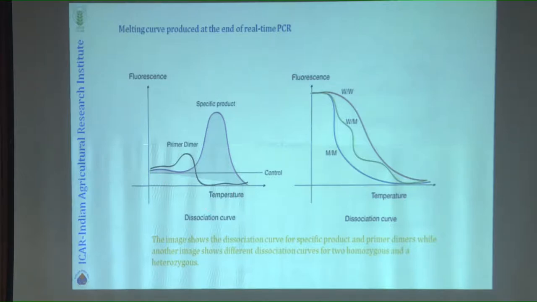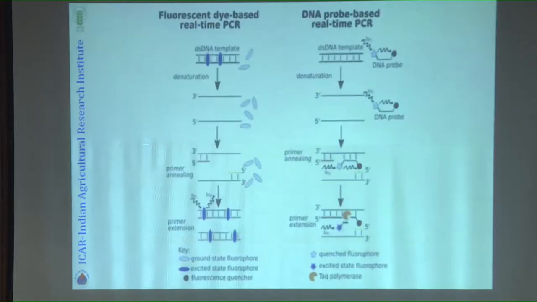This is also used to know the difference between the wild type and the homozygous or heterozygous nature of the products you want to analyze, right? So the principles of melting curve analysis, or dissociation curve, are used to know about specific and non-specific binding, and also about the intensity of fluorescent signals which you will be able to quantify.